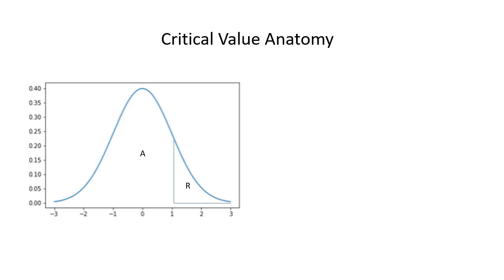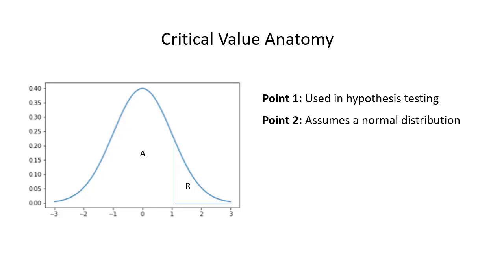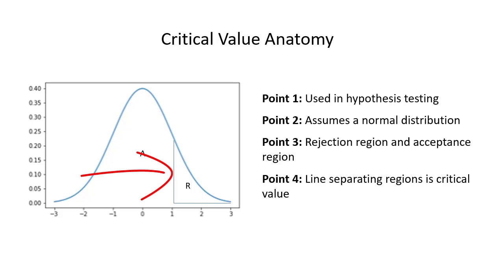All right, that definition was a little obtuse, so let's look at the anatomy of a critical value. I hope this visualization will make the concept more lucid. The first point is that it's used in hypothesis testing. The second point is it assumes a normal or Gaussian distribution. Thirdly, there's an acceptance region and a rejection region. On the example, R is the rejection region and A is the acceptance region. Lastly, the line separating those regions is the critical value.